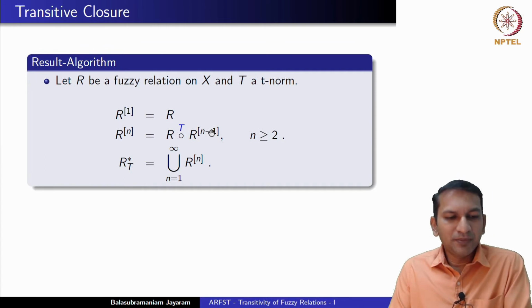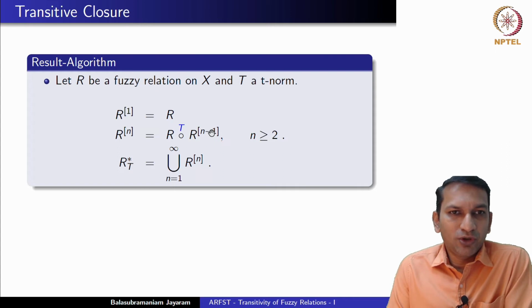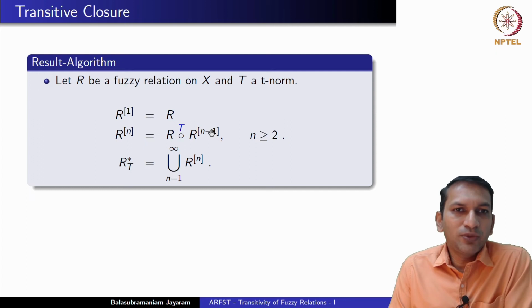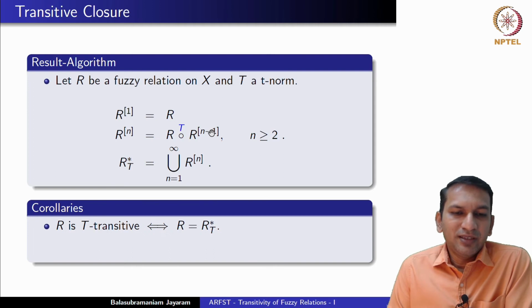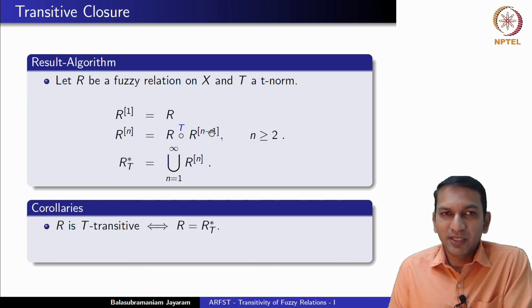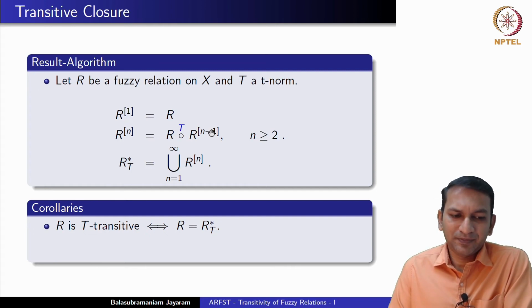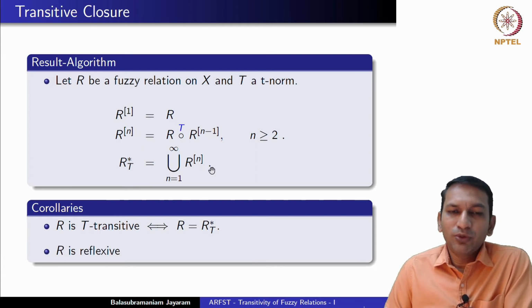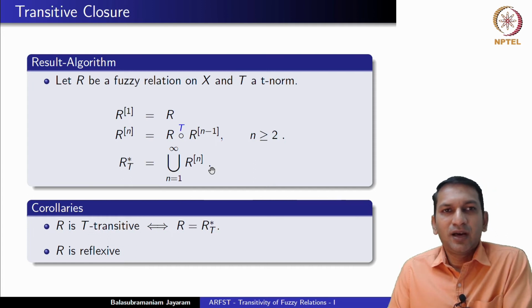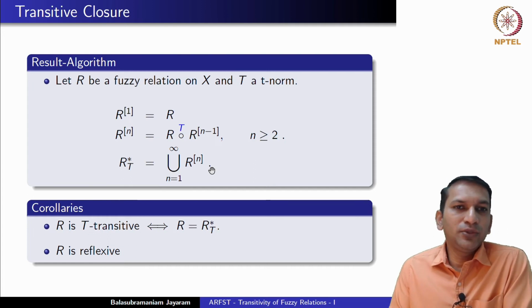Now, we can come up with some interesting corollaries based on this result. As mentioned, it is not only a result, it is also an algorithm because it allows us to actually determine the transitive closure. Now it is clear that a relation is T-transitive if and only if it is equal to its transitive closure, because that's the smallest transitive relation containing it. And what is interesting is, one might wonder, how long should we go on? Because we have to find R, then R2, then take the union, again take the union with R3, so on and so forth.